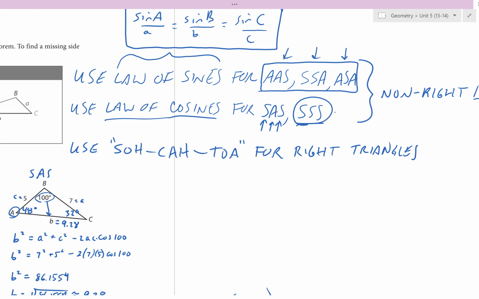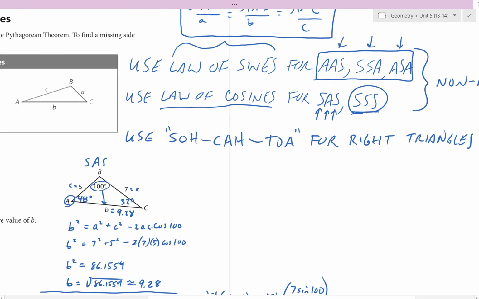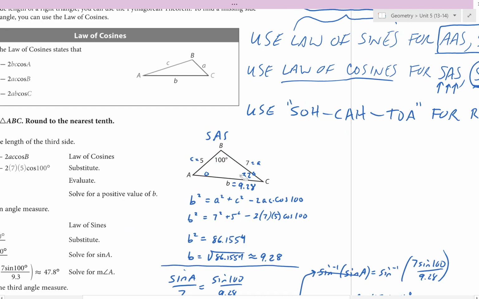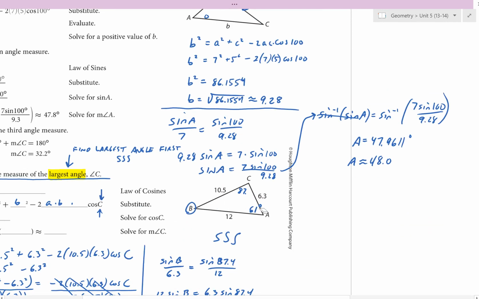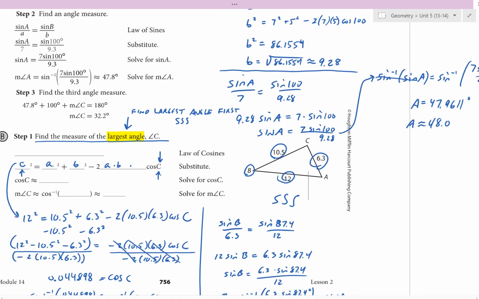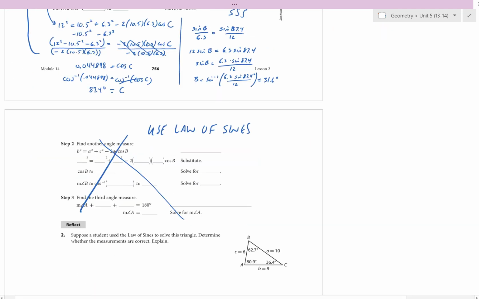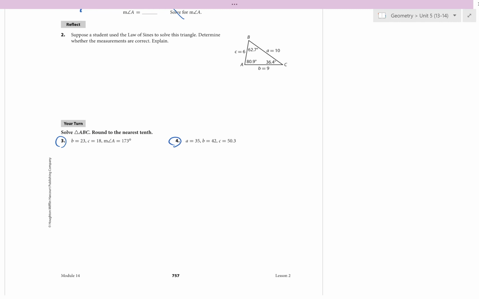Okay? But where would you start for SAS and SSA? It's whatever information you're given. So in this first example, we were given the 5 and the 7 and the angle that's immediately in between them. So that's SAS. In this problem, we were given all three sides, so that's SSS. Okay? All right, good question. Okay, so let's go to the next page.